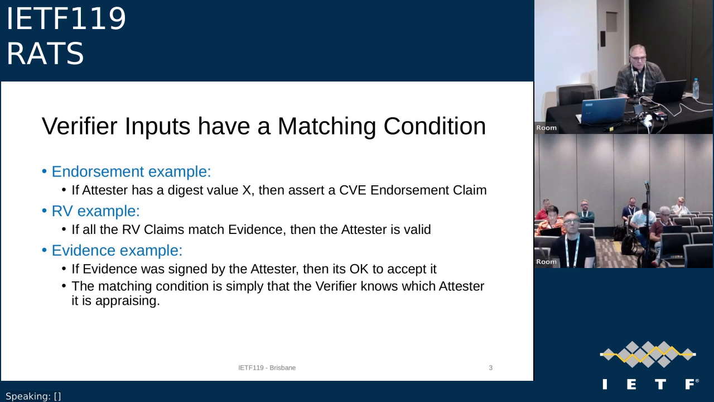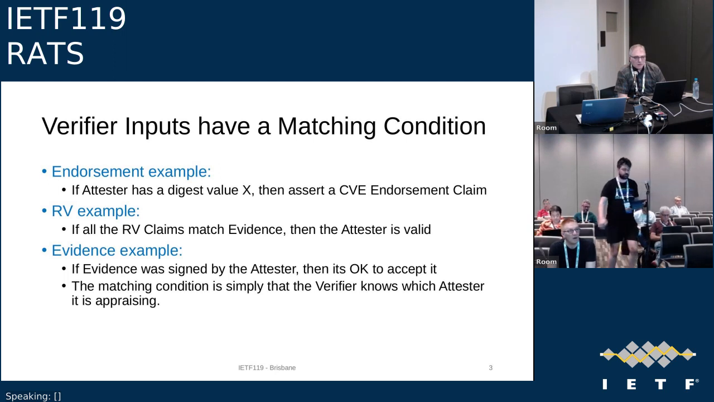Another example, for reference values: if the reference value claims match evidence, then the attester is valid. That is to say, if the attester has a set of evidence claims, and the reference value provider has a set of reference claims and they're equal, then they match. So in essence, the evidence claims are the condition upon which we accept the reference value claims. And the only difference here is the entity that's asserting them.